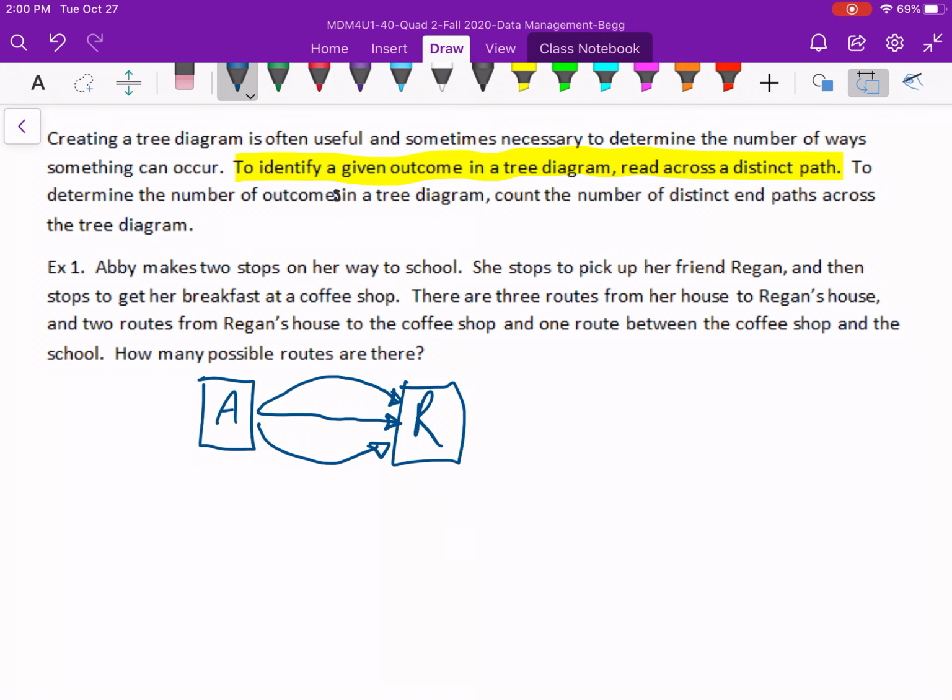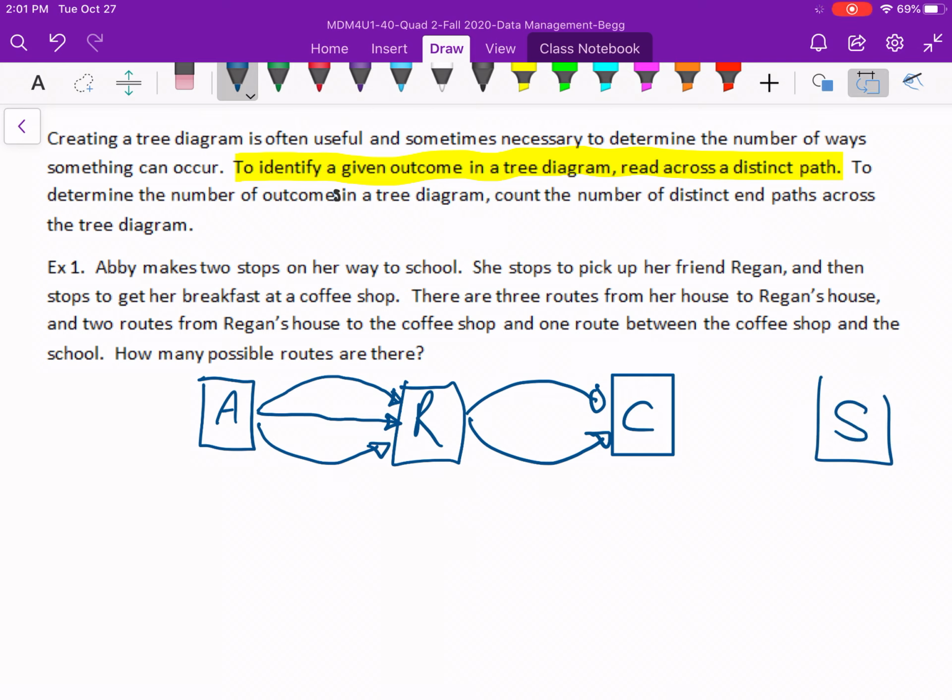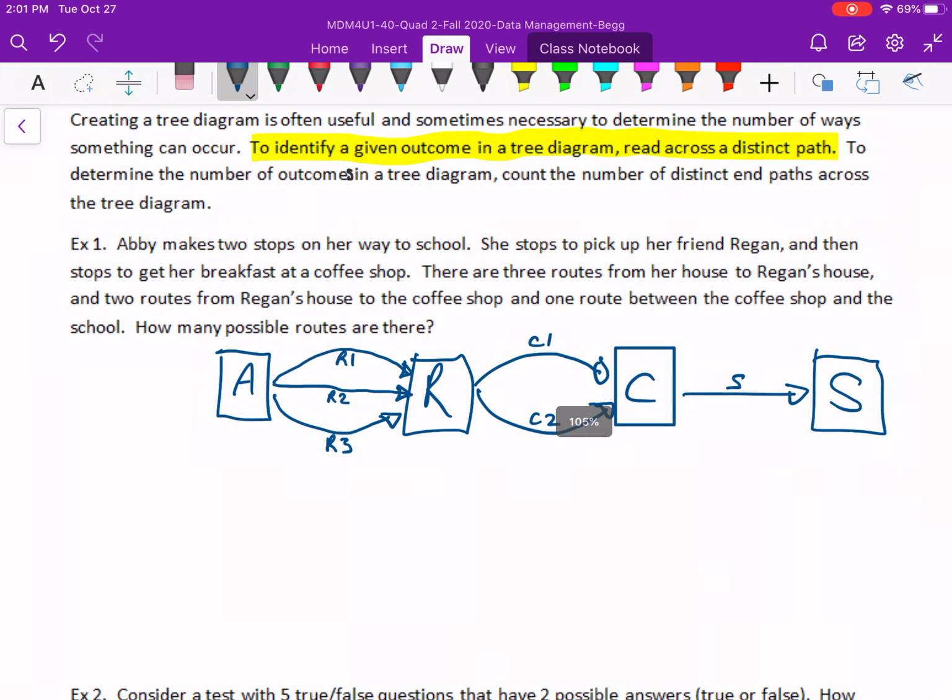And then from Reagan's house to the coffee shop, there we go. Now that's what I was looking for. There's 2 paths, so maybe she goes this way, or maybe she goes that way. And then to get to school, there's 1 path. And so how many paths are there altogether? Well, let's call this R1 for Reagan's house, and R2 and R3, and C1 and C2, so 2 ways to get to the coffee shop, and then this path can just be called S.